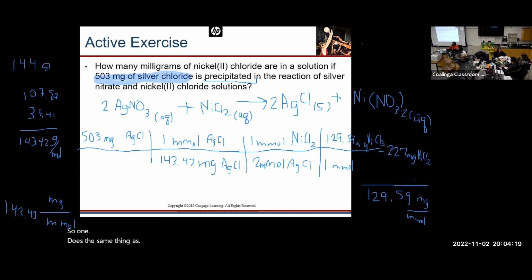Kilograms and kilomoles, megagrams and megamoles. So long as the unit prefix matches, you can use that same method. Okay, everybody got it?